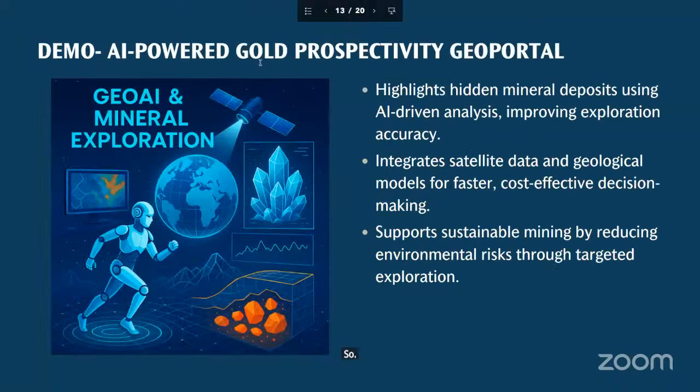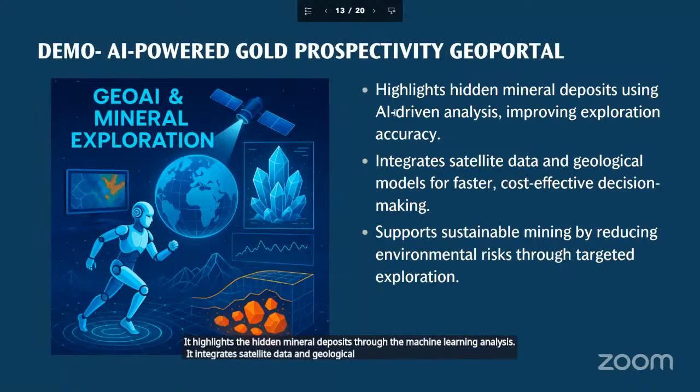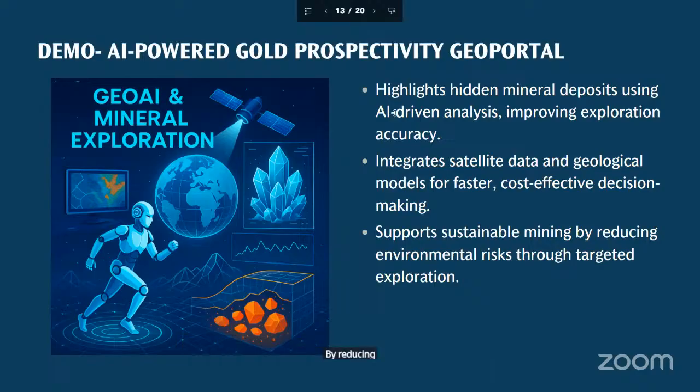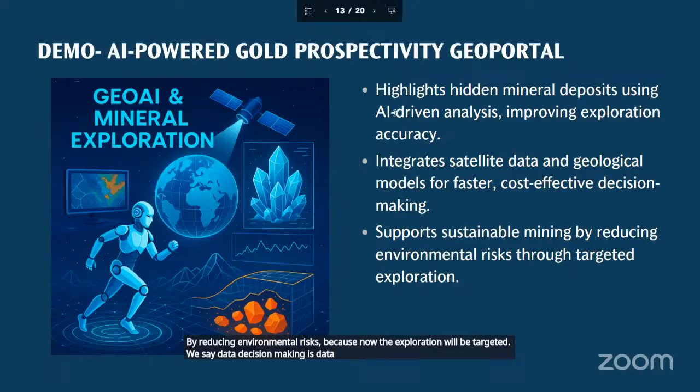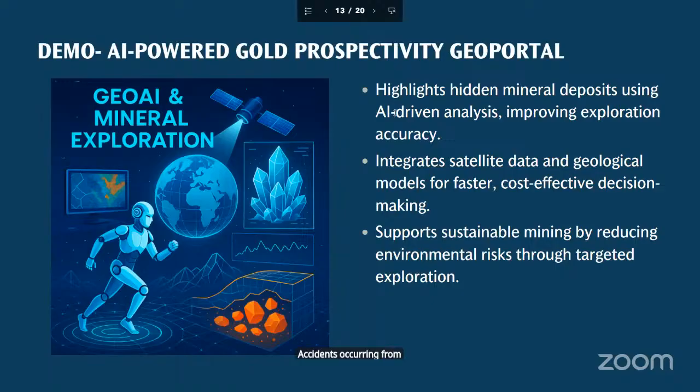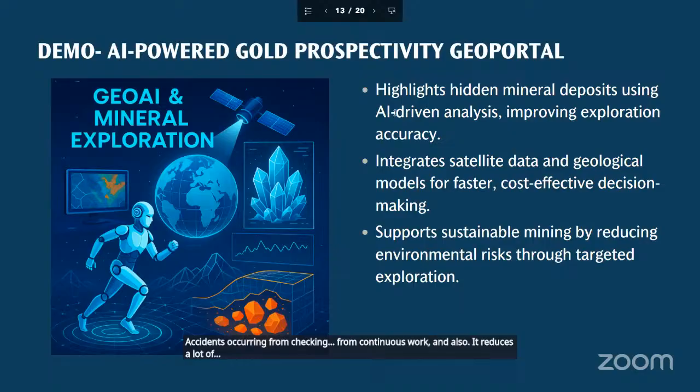So my demo is an AI-powered gold prospectivity geoportal. It highlights the hidden mineral deposits through the machine learning analysis. It integrates satellite data and geological models, and it supports sustainable mining by reducing environmental risks, because now the exploration will be targeted. We say decision making is data driven. When you know where to look, it reduces the chances of accidents occurring from continuous work, and also it reduces a lot of the money and the effort and the time used for exploration.